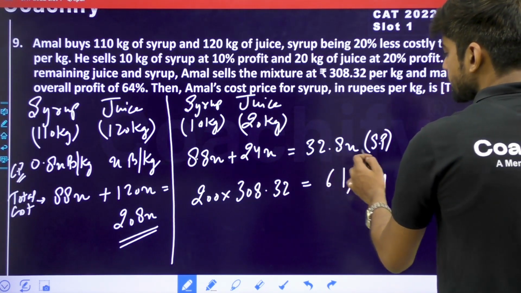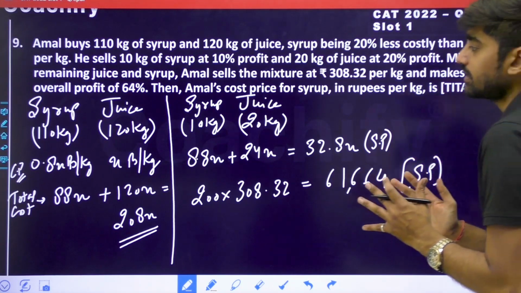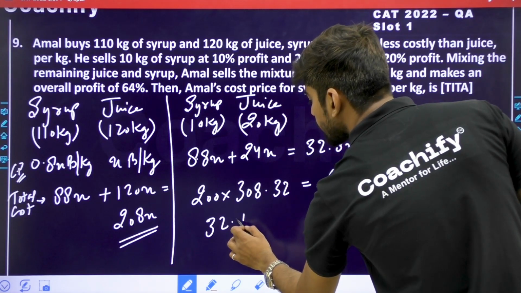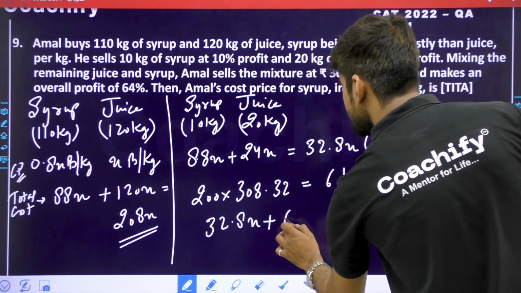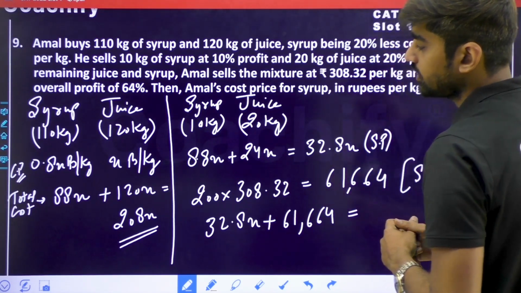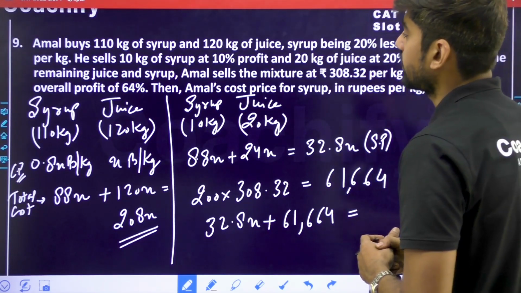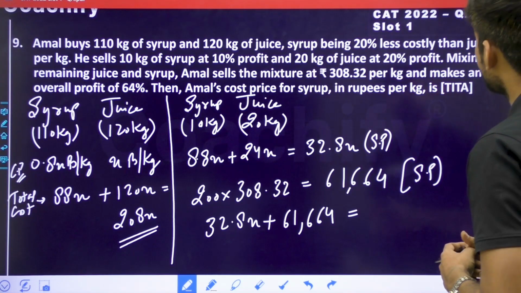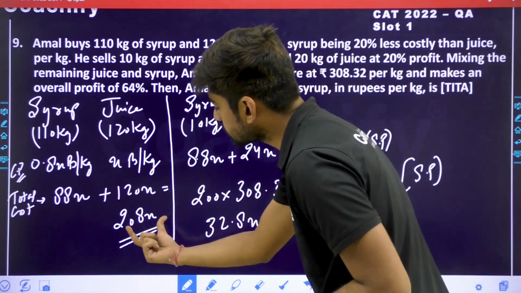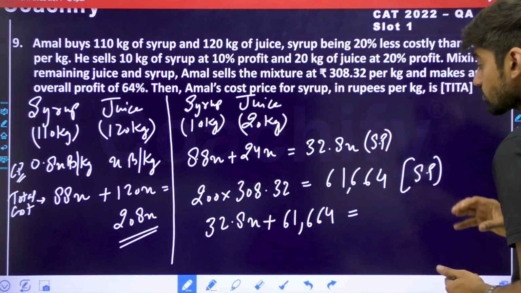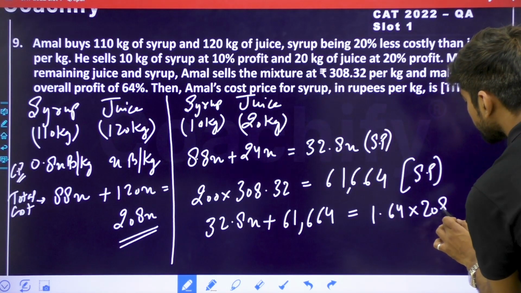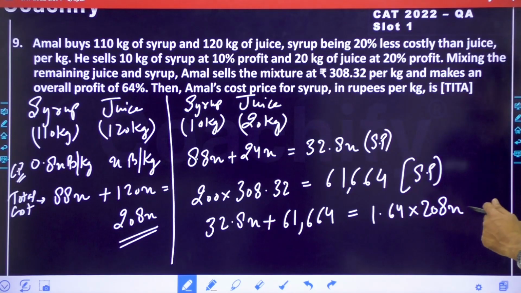If I add this as well as this, then I'll find the total selling price of my entire system, which is 32.8x plus 61,664. And this equals what should be the total selling price? Let's read it further. The question says he's making an overall profit of 64%. The total cost price is 208x. So my total selling price should be 1.64 into 208x. This is my total selling price.